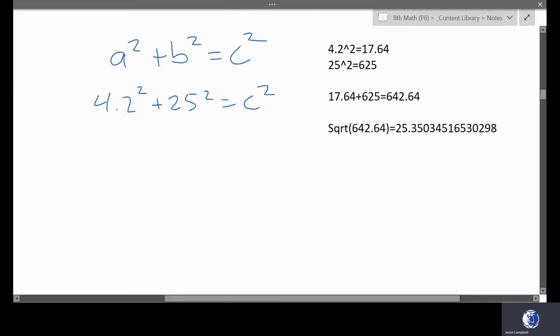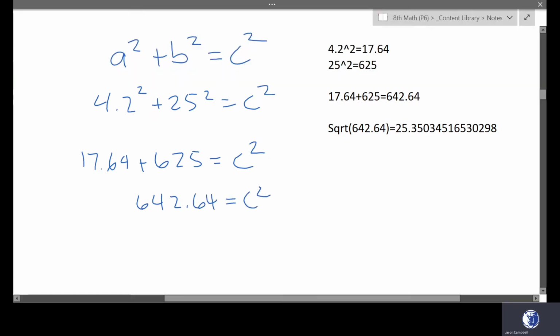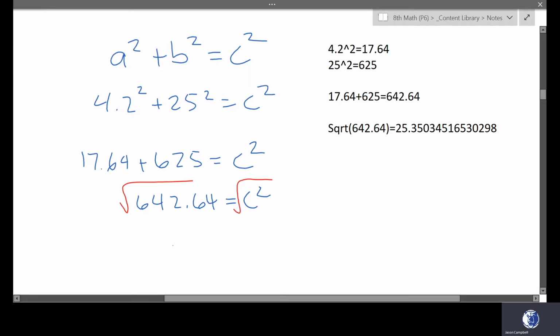So 4.2 squared, this was 17.64. 25 squared was 625, and that needs to be equal to c squared. 17.64 add 625 was 642.64. And then if we find the square root, then 25.4 is equal to c.